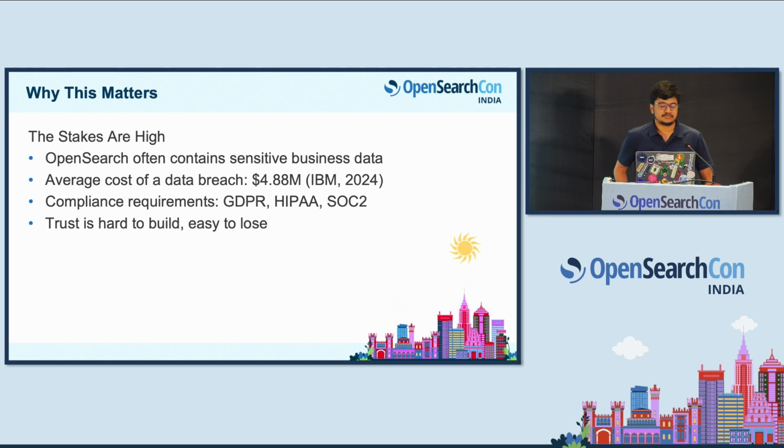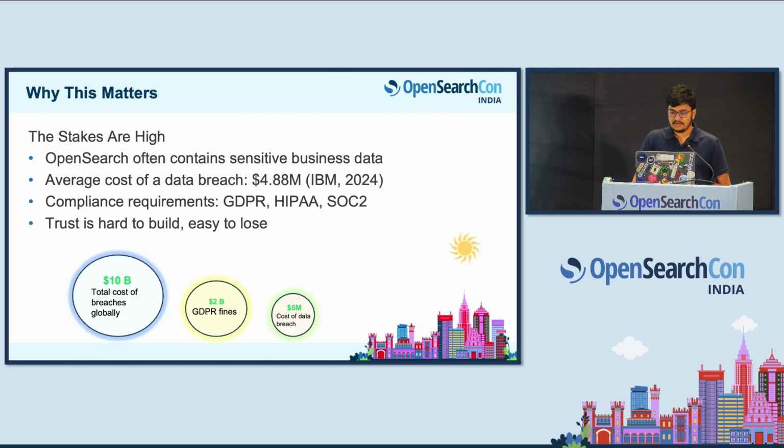Before we jump into what we're protecting, we also need to understand why this matters, right? OpenSearch generally ends up containing sensitive business data. That could be your logs, information about your vectors, customer information, or even just business analytics data. According to IBM's latest report, data breaches tend to cost around $5 million in losses. And it's not just about the money.